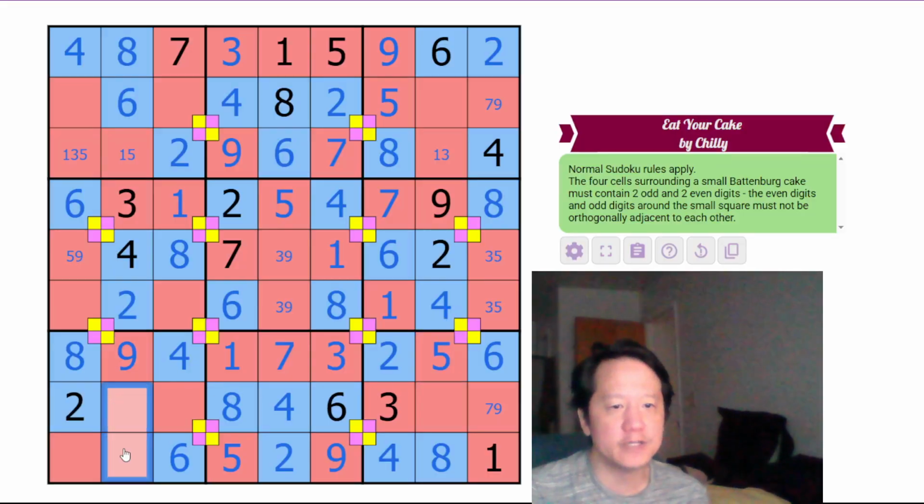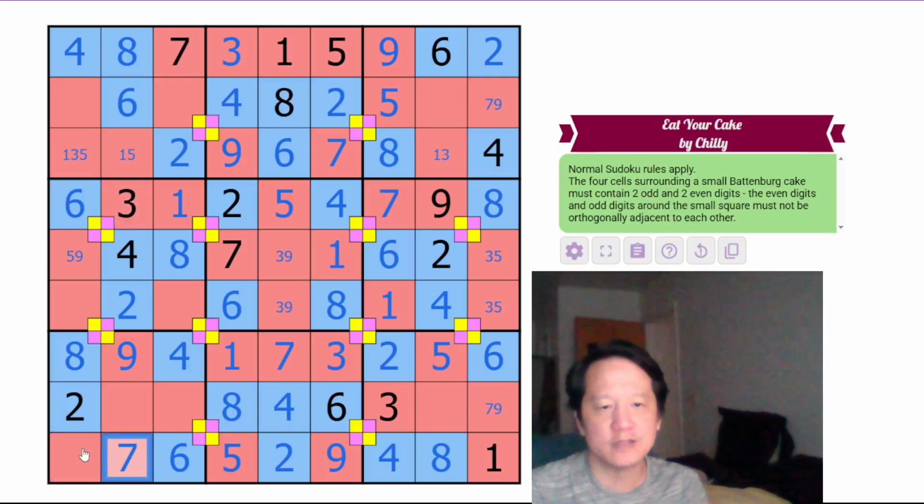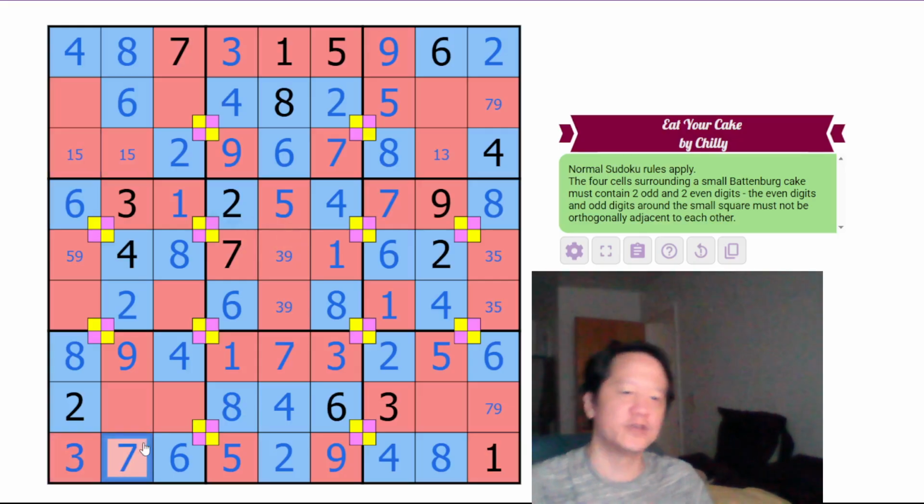Okay, remaining digits of row 9 are 3 and 7. 3 can't be here because of 3 in the column, so that leaves that as a 7. That's 3. So there's no 3 here. We celebrate the 3 in the corner because we're close to solving it.